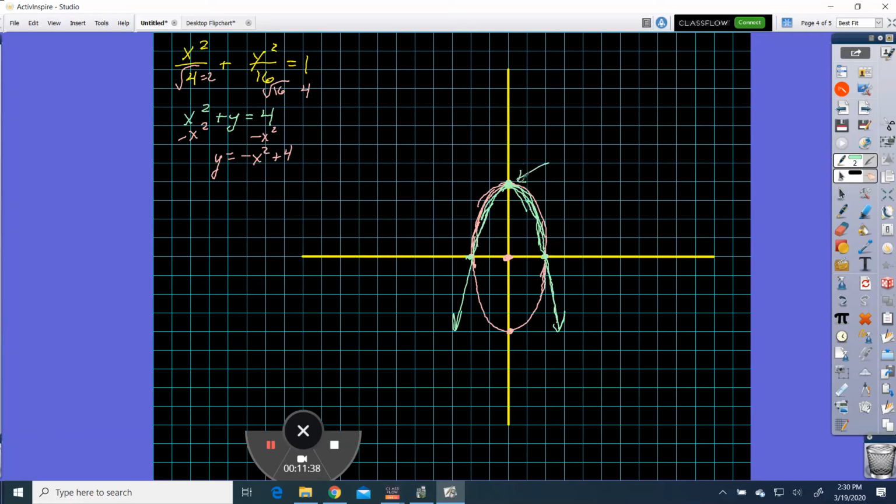So where does this cross? Well, they cross at 0, 4. They cross right here at 2, 0. And it crosses right here at negative 2, 0. So those are my 3 solutions for this problem.